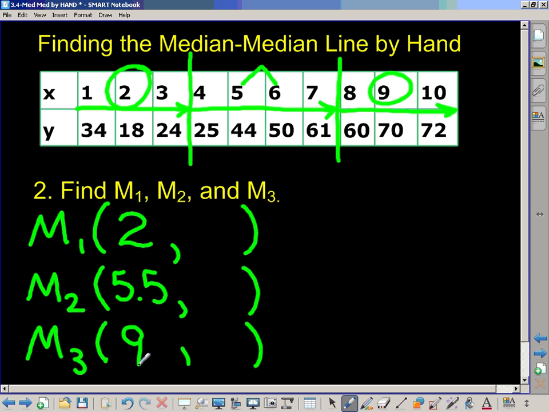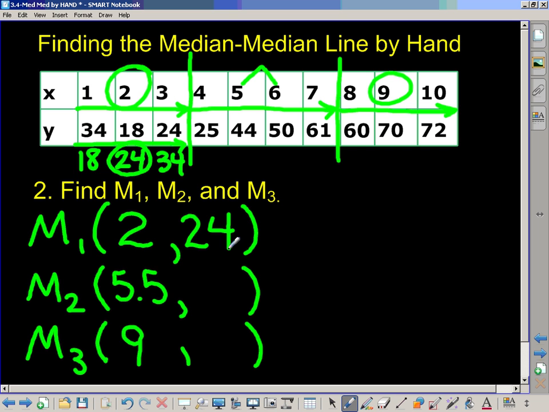For the y coordinates, you have to be sure that within each subgroup, group 1, group 2, and group 3, the y coordinates are in order. You can see here as we read from left to right, these are out of order. Let's rearrange them so that they are in order. 18, 24, and 34. Now that they are in order, we can see that the middle y coordinate is 24. So M1 is going to be 2, 24.